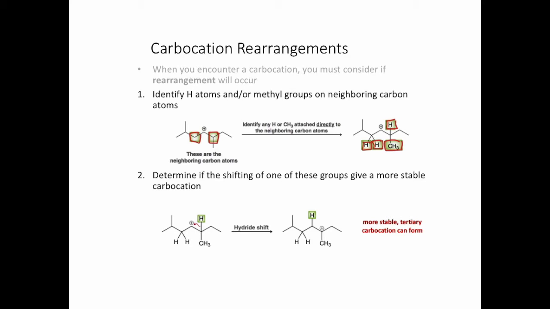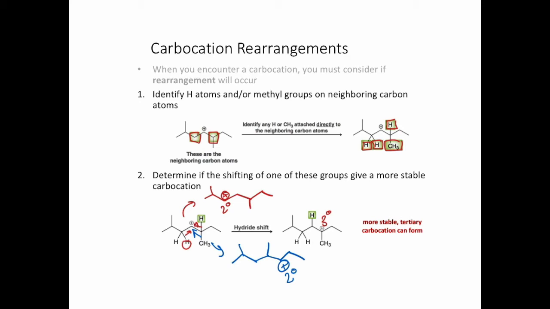Next you have to determine if shifting one of those groups does result in a more stable carbocation. And it turns out that if you shift this hydrogen with its electrons, you get a tertiary carbocation as a result, which is more stable. If you were to shift that hydrogen, you would get a secondary carbocation, which is no better than what you started with. And if you instead tried to shift the methyl, you would get this structure, which is also secondary, so that's also no better than what you started with.